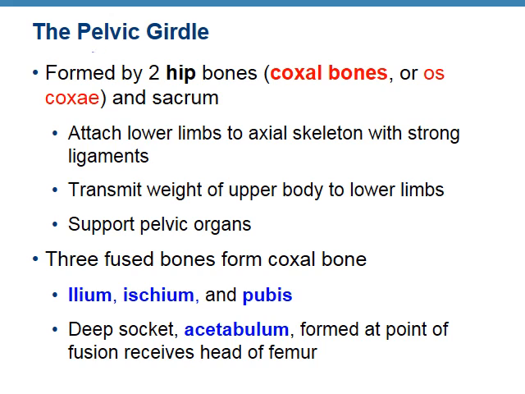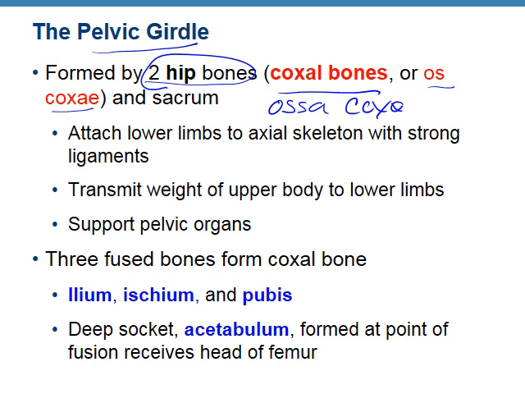Now we have to move to the pelvic girdle. It's made up of 2 hip bones. Sometimes in the book it'll call them coxal bones, or you might see os coxae, or you might also see ossa coxae. There's many different arrangements depending on if it's singular or plural. You can go with coxal bones or you can go with os coxa. Either way is fine. So these are going to be the attachment for the lower limbs to the axial skeleton. It's going to transmit the weight of the upper body to the lower limbs. It's going to support the pelvic organs.